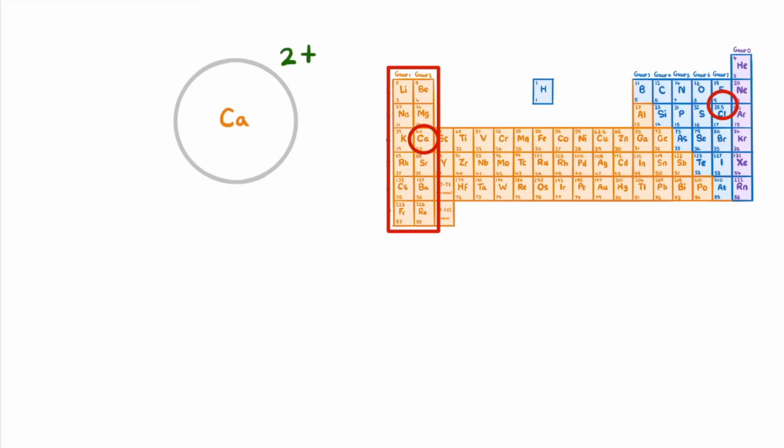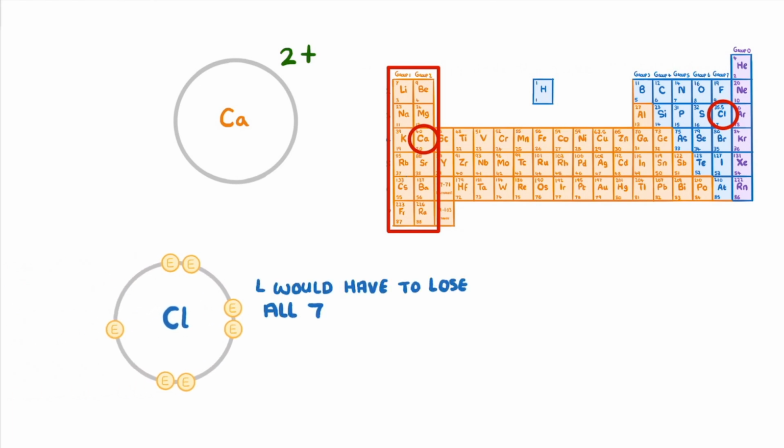On the other hand, something like chlorine, with 7 electrons in its outer shell, would have to lose all 7 of them in order to become a positive ion, which would require tons of energy, and so doesn't happen.